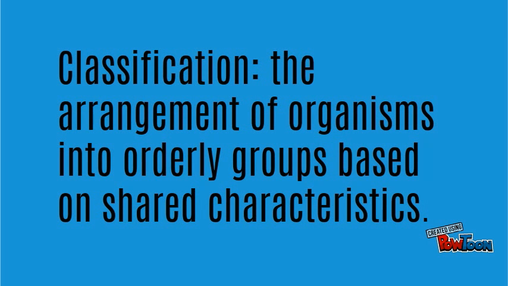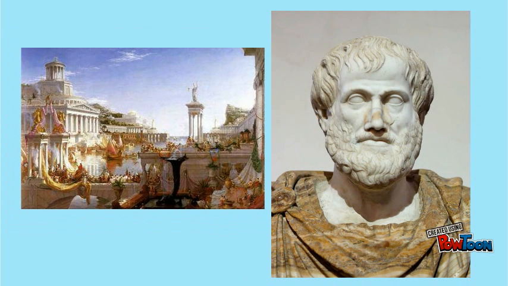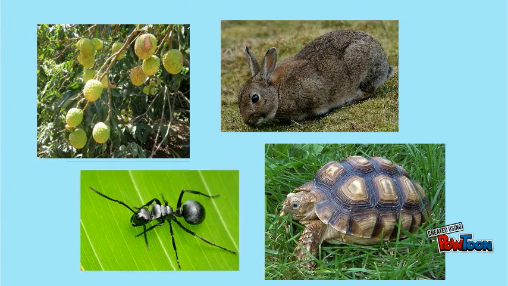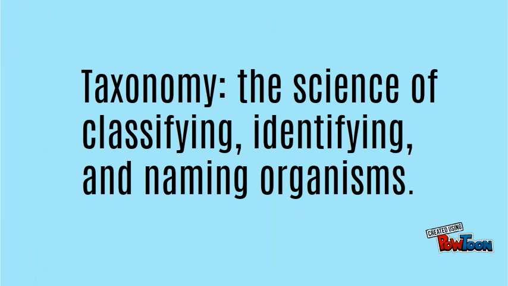When scientists use this process to sort organisms, it's called classification. The first scientist to classify organisms was Aristotle. He lived in ancient Greece and sorted organisms into large groups, such as plants, mammals, reptiles, and insects. Much later, a Swedish scientist named Carolus Linnaeus expanded Aristotle's system to incorporate a naming system for every known organism. This system is called taxonomy. The only difference between classification and taxonomy is that taxonomy includes naming organisms.